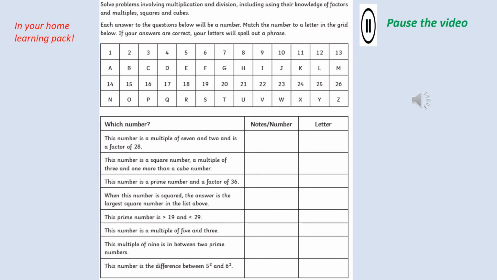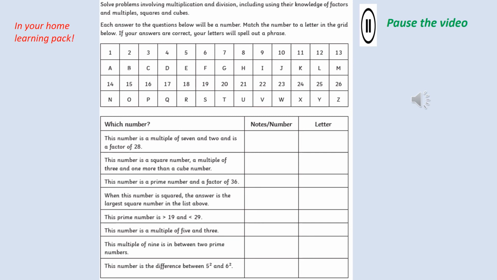Here is the first of your challenges today, which can be found in your home learning pack, so you can write on the sheet or you can just use the screen here and write in your book. You have got to crack the code. So let's just look at the first clue together. So this number is a multiple of 7 and 2, and it's a factor of 28.